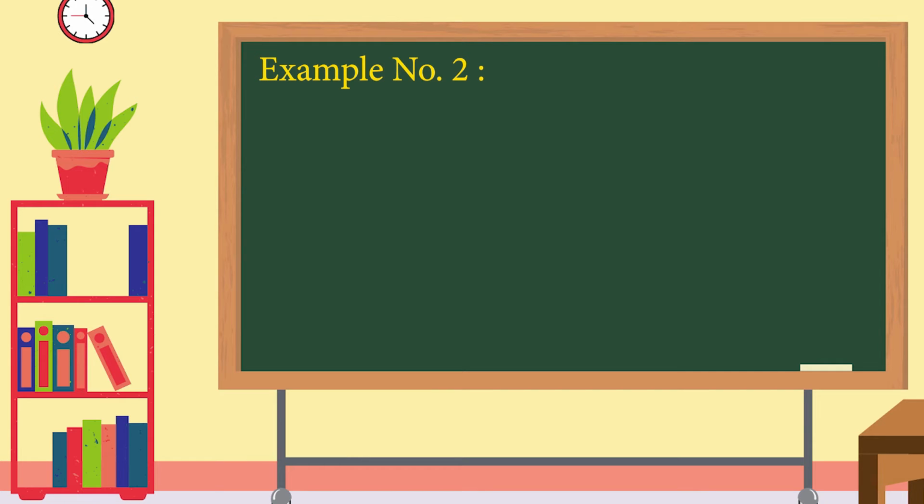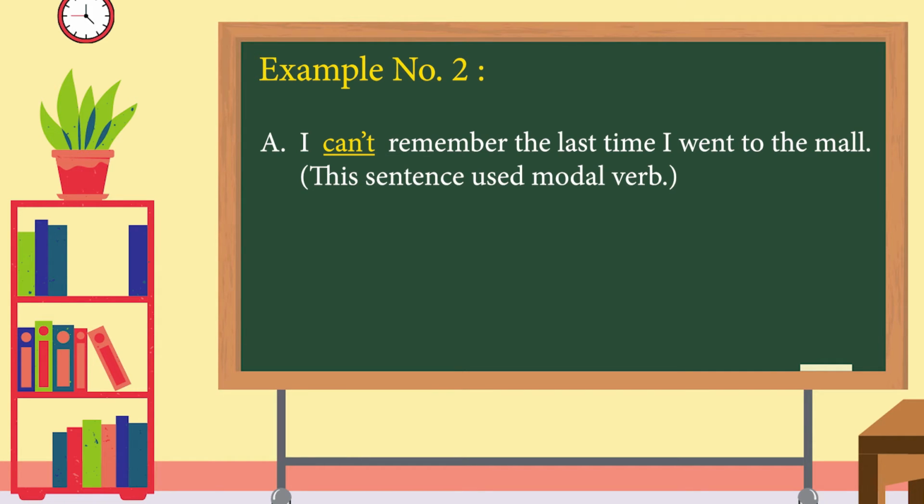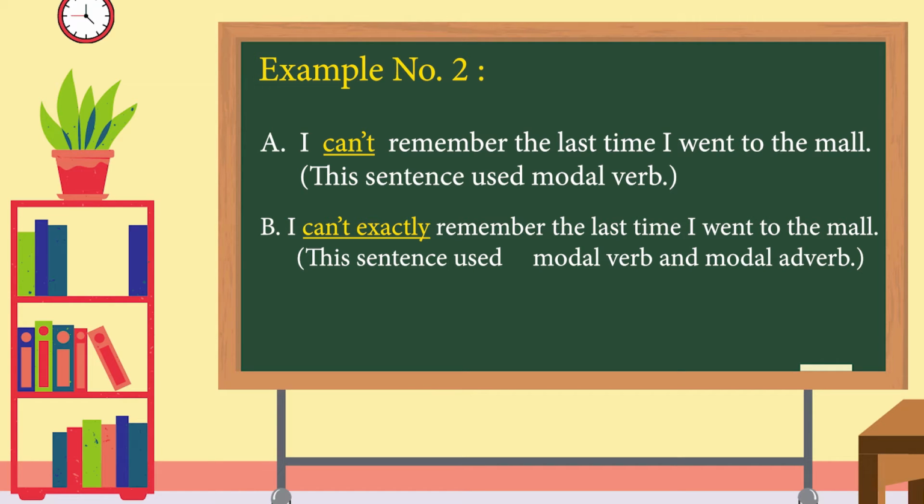Example number 2. I can't remember the last time I went to the mall. This sentence uses modal verb. I can't exactly remember the last time I went to the mall. This sentence uses modal verb and modal adverb.